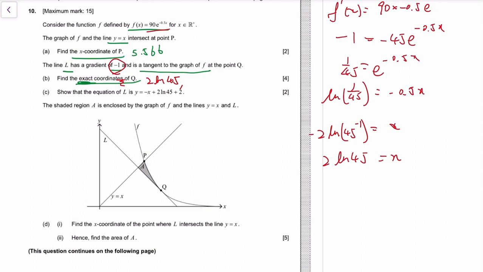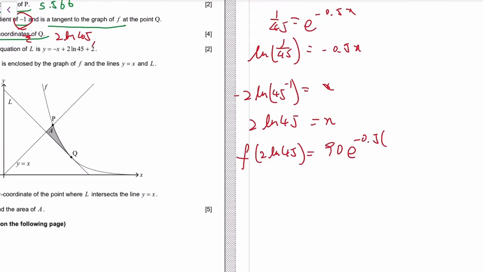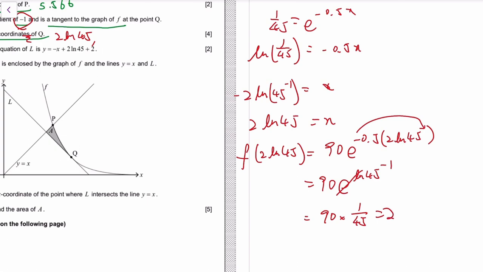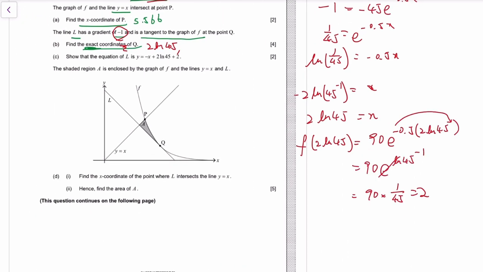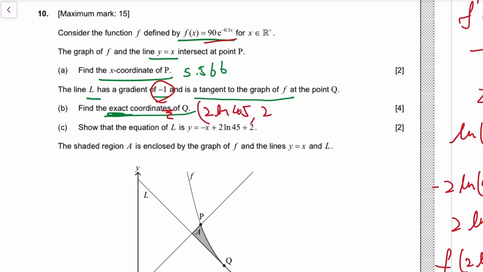We'll have to sub this into the function. So f(2 ln 45) is 90 e to the negative 0.5 times x, so 2 ln 45. So what? 0.5 and 2 cancel out, and then we move the negative to the top to the power of -1. We do this because then the e and log can cancel out. So times 45 to the power of -1, that's 1 over 45, so it's 2. Okay, so 2 is the y coordinate.